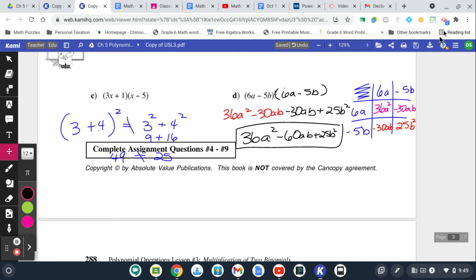We're on Polynomials, Chapter 5, Lesson 3.